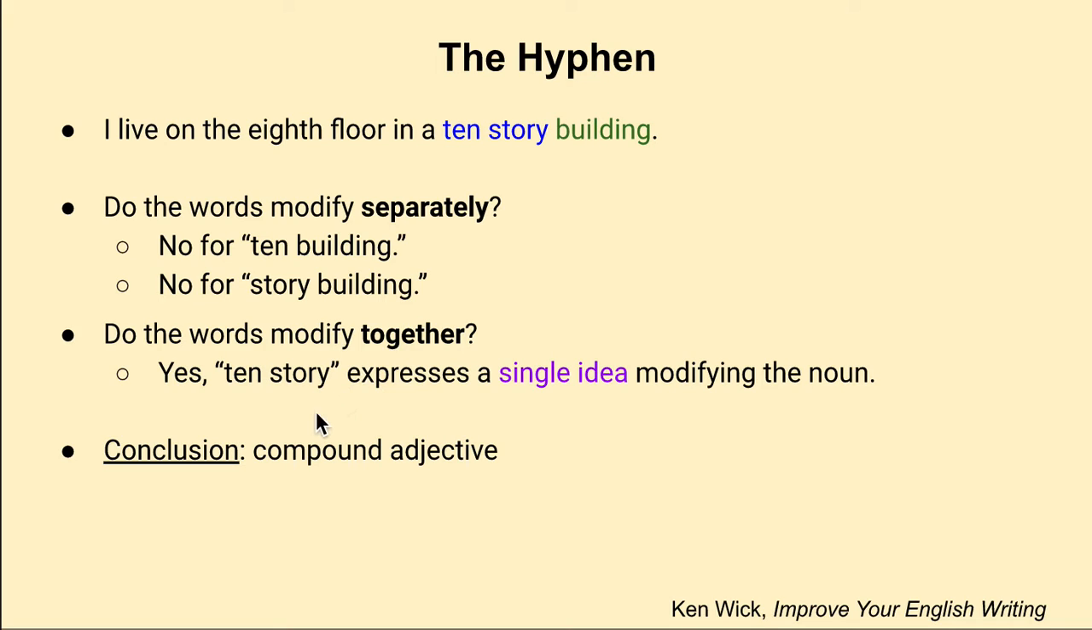So the conclusion, let me restate that: they do not modify separately, they modify together. That's the test, remember: if they work together as a unit and express a single idea, it's a compound adjective. We showed they don't modify separately, and we tested them, they modify together. So it does form a compound adjective. And if you look in the dictionary, it says it's hyphenated. So this would be: I live on the 8th floor in a 10-story hyphenated building.